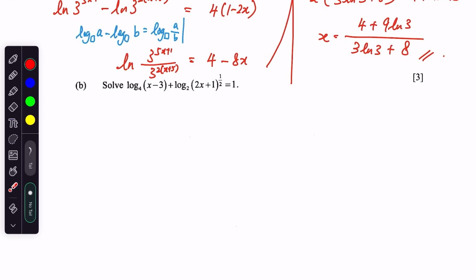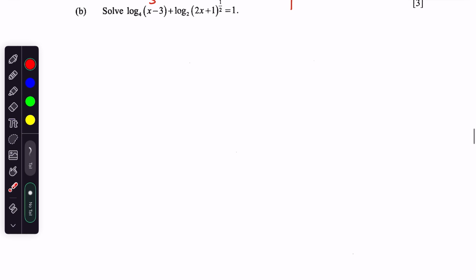Okay, so part B says to solve this equation here. This equation here, I have two different bases. So again, I have a hint that I should use change of base. Whenever you see two different bases, typically speaking, change of base, we try to do it as soon as possible so that everything is nice, we can manipulate things more easily, right? So let's just change the base first.